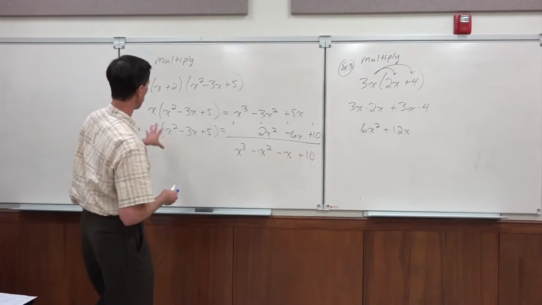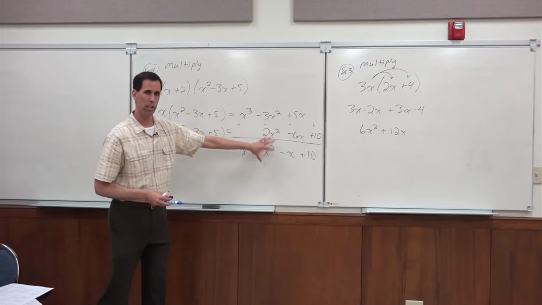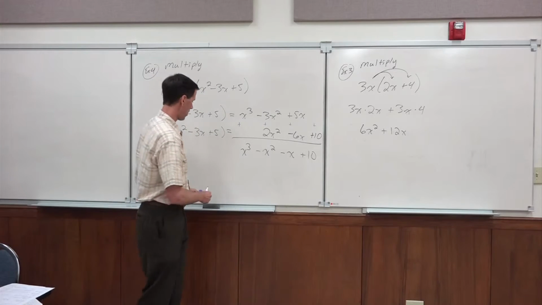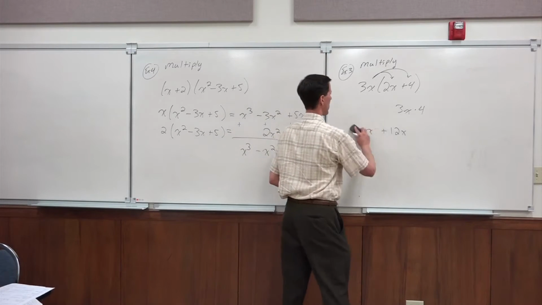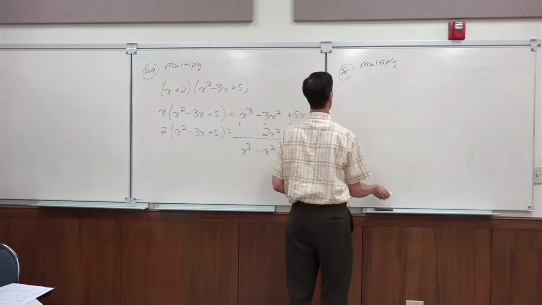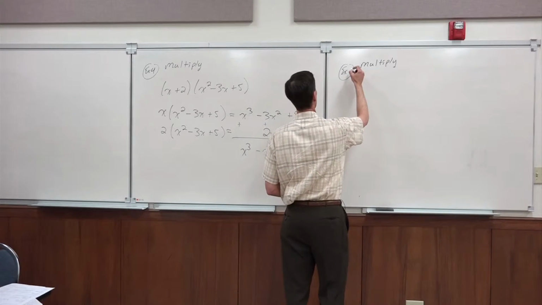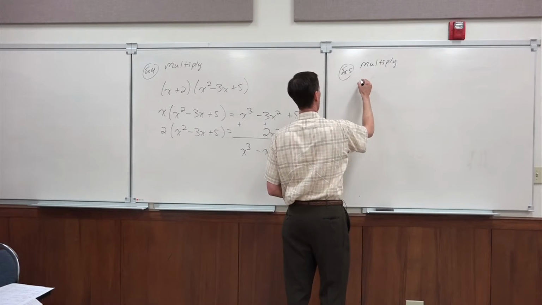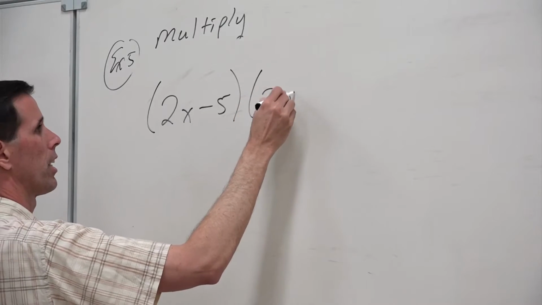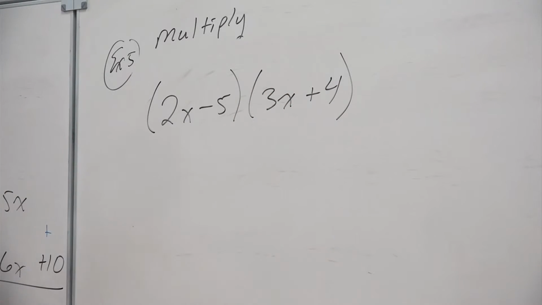There are many ways to do it, but if you do it this way, it helps you kind of organize and create columns of like terms. So that's an example of a binomial times a trinomial. The last one we want to try is what if you had to do just 2 binomials? For example, what if I had to multiply 2x minus 5 times 3x plus 4, all right?